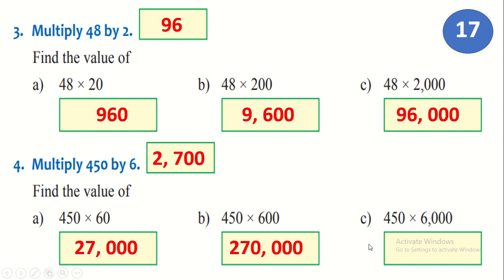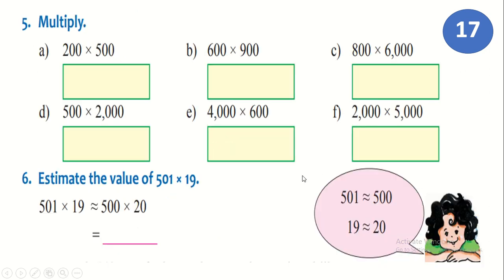For letter C, 450 times 6,000. Okay, now we have already 450 times 6 is equals to 2,700. And then you add 3 zeros to the right. Okay, to the right here. The answer is 2 million. Sorry, 2,700,000. This is your answer. 2,700,000. Okay, next, let's move to number 5 and 6.